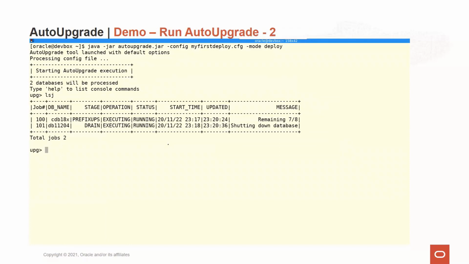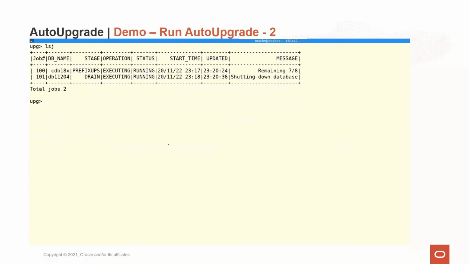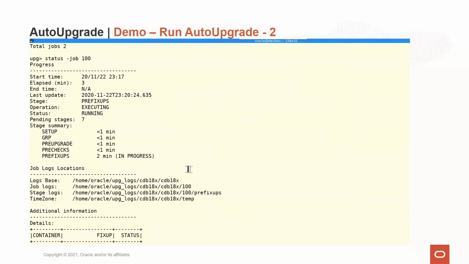Just to gather some status from the tool, we can use the lsj command to see what the current status is. And that's it. After a few minutes, the upgrade will finish, and then we will have our databases upgraded and on version 19.